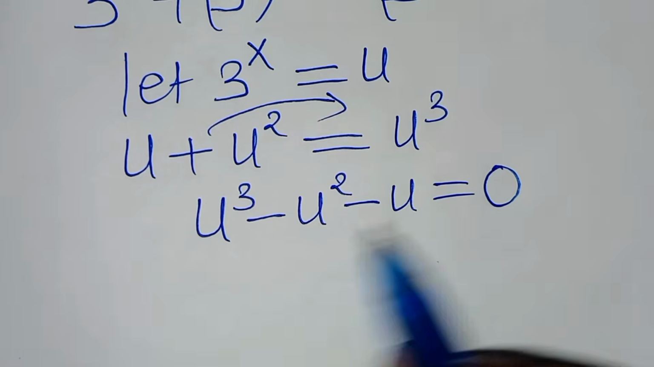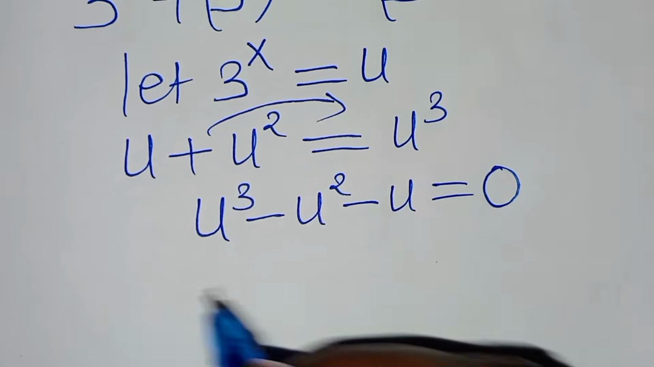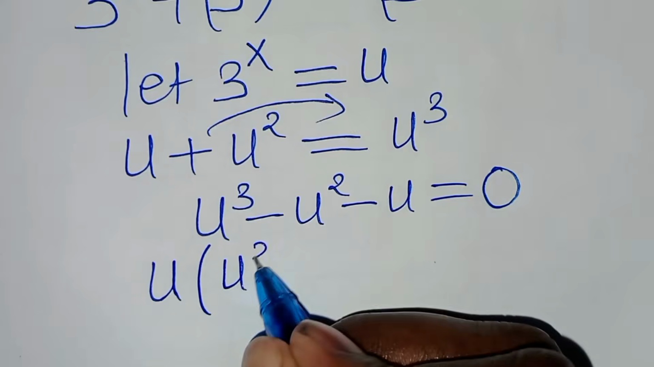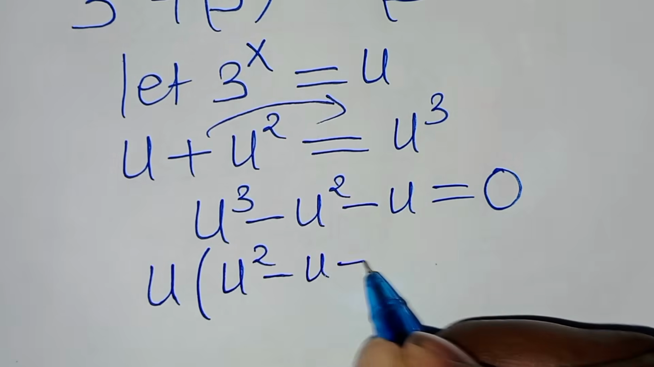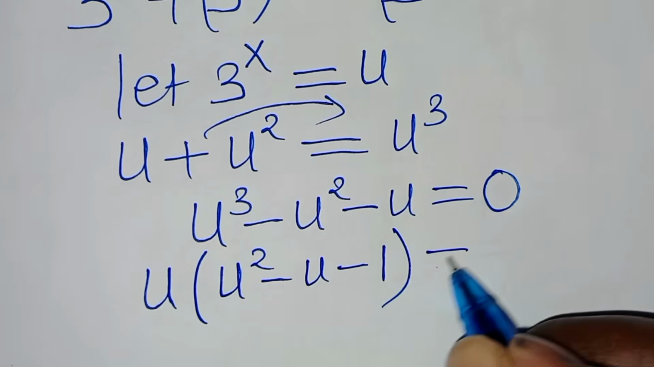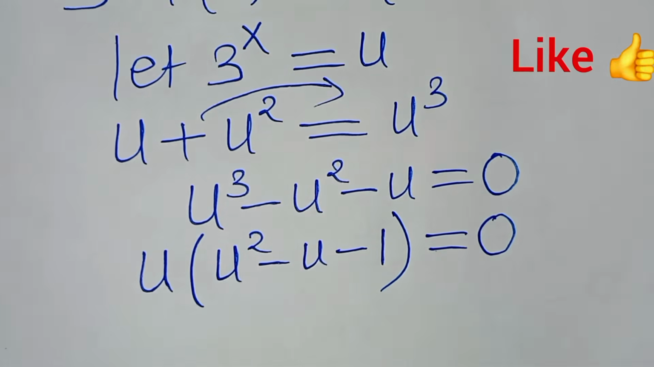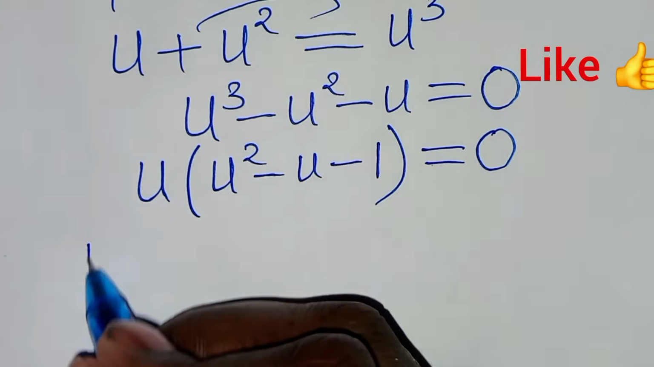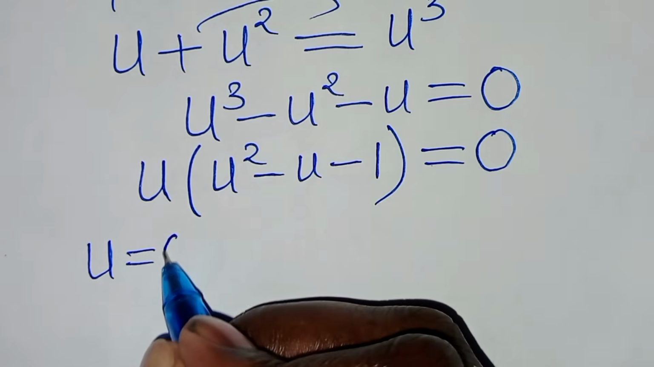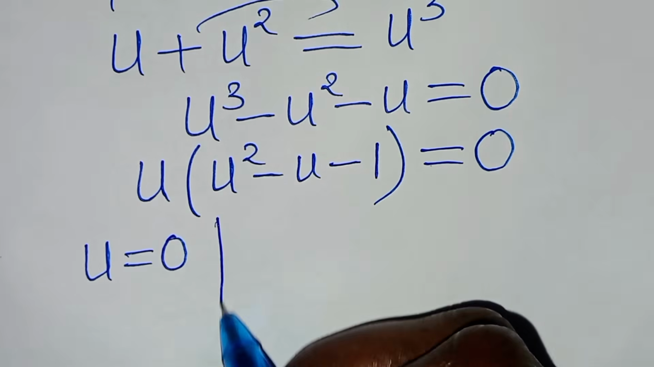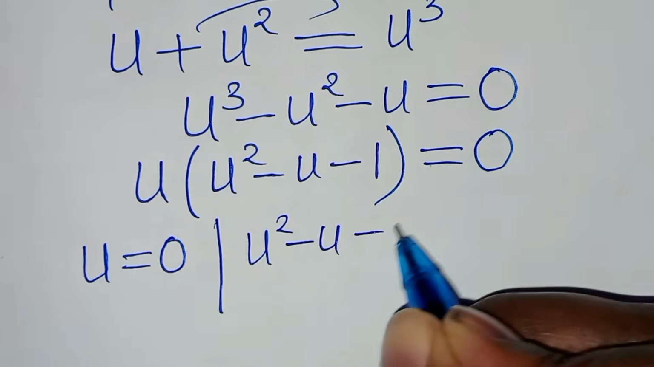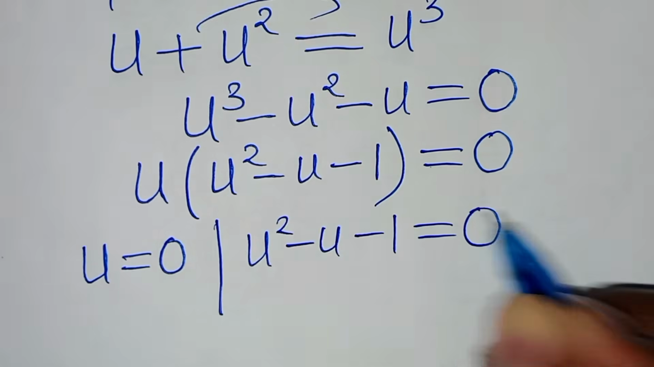So from here, we have that u is common here. So we can factor out u. So that now here we have u squared minus u minus 1. This is equal to 0. Now, we have two parts here. The first part is that u is equal to 0. And the second part here is u squared minus u minus 1. This is equal to 0.